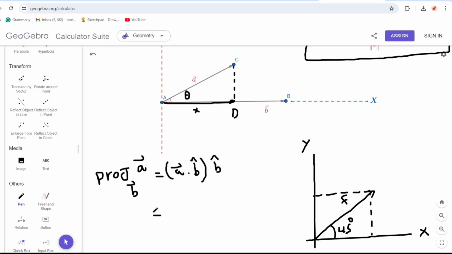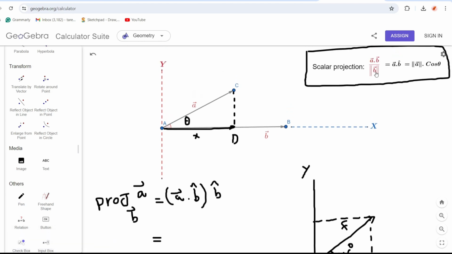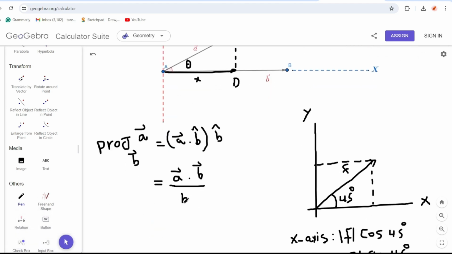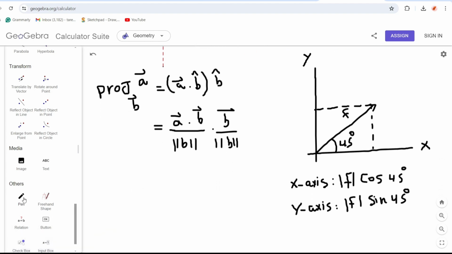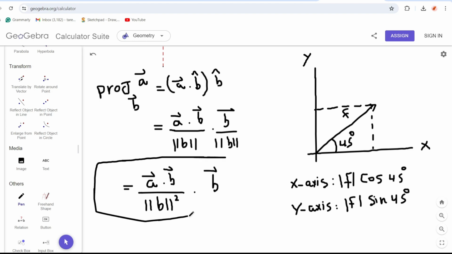To simplify, we can rewrite the scalar projection using the dot product formula. The dot product of the vectors A and B in the numerator, divided by the magnitude of the other vector, multiplied by B's unit vector. We can write B as follows. So the formula becomes as follows: the dot product of the two vectors A and B in the numerator, and the magnitude of B squared in the denominator. Notice that this is nothing but a scalar quantity, multiplied by the vector B. This is the final vector projection formula.